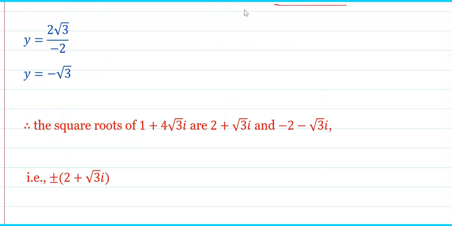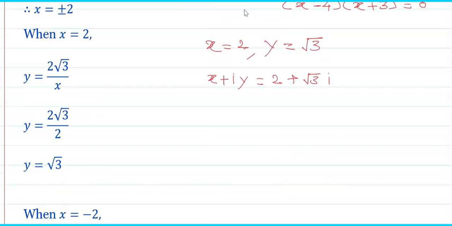We combine it, or so separate, are 1 plus 4 root 3i. The square root of 1 plus 4 root 3i is 2 plus root 3i and minus 2 minus root 3i. If we combine it, then you will get plus or minus in bracket 2 plus root 3i. Okay. Again you can check that.